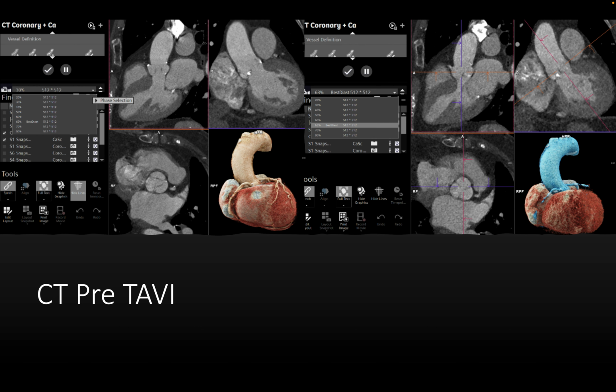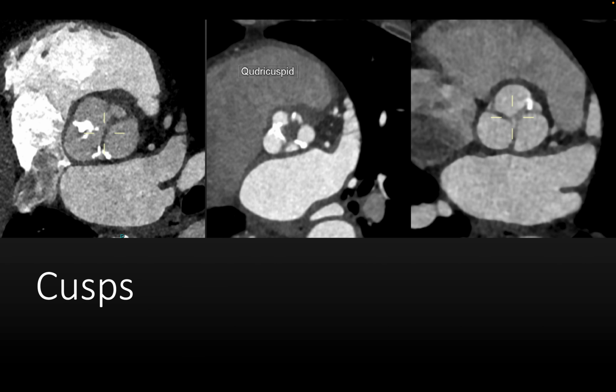What are those features? Sometimes they are the measurements. We have systolic and diastolic measurements in CT, so we can clearly provide systolic and diastolic images and diameters in order to decide: yes, it's too big and has to go for surgery, or it's too small and again has to go for surgery, or the size is suitable for the valves on the market at the moment. If we move further, CT can also describe how the cusps look.